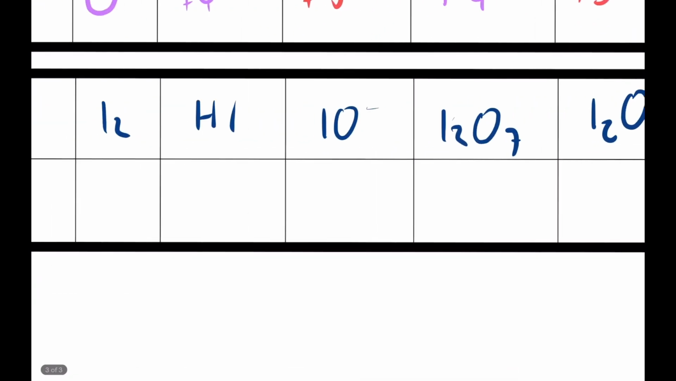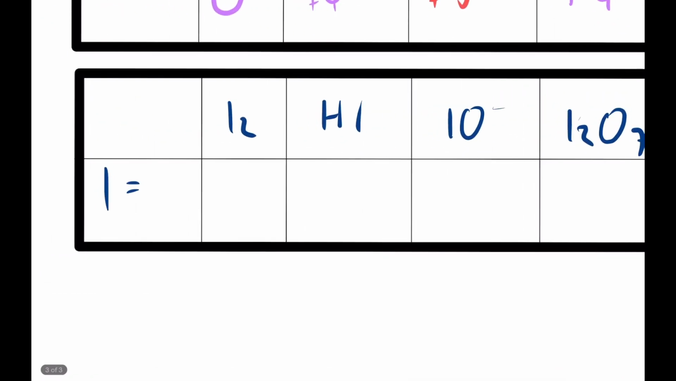Next, HI. So looking at iodine in this case. Hydrogen, remember, is generally plus 1. Whole thing equals 0, so iodine must be minus 1.